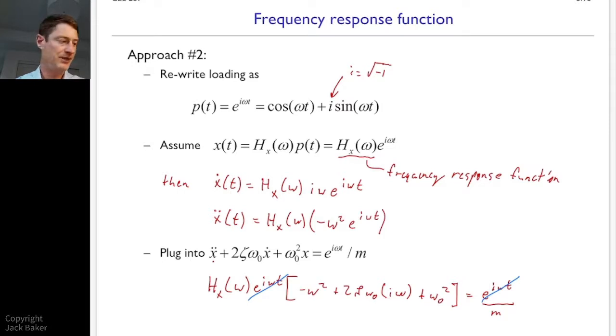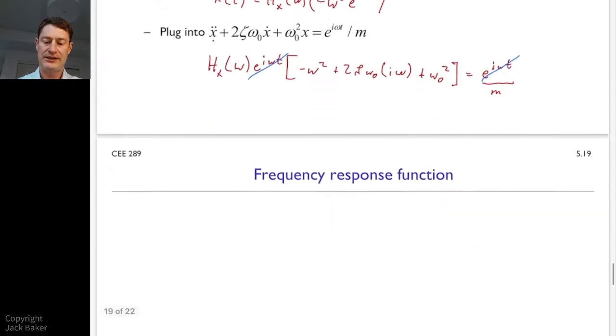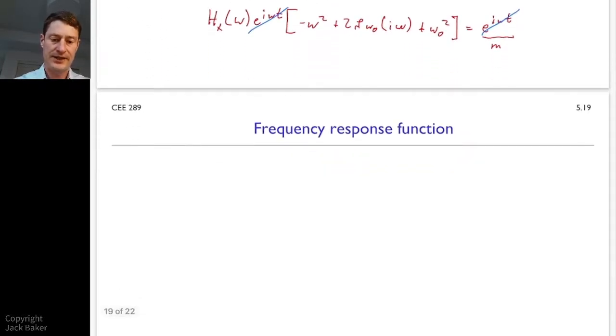Next slide, let's regroup this thing a little bit. What I see is that I've got the frequency response function times the square bracket here, and on the right-hand side, I just have a 1 over m. Since I want to solve for this frequency response function, I'm just going to divide both sides by this square bracket. Maybe I can leave it on the screen here. So I see that the frequency response function h sub x of omega is equal to 1 in the numerator, and then we have m from the right-hand side, and then the stuff in the square brackets, minus omega squared plus 2 zeta.